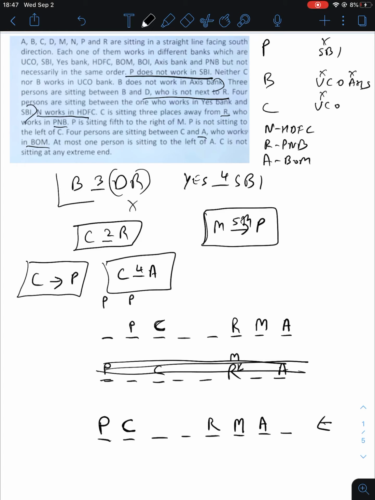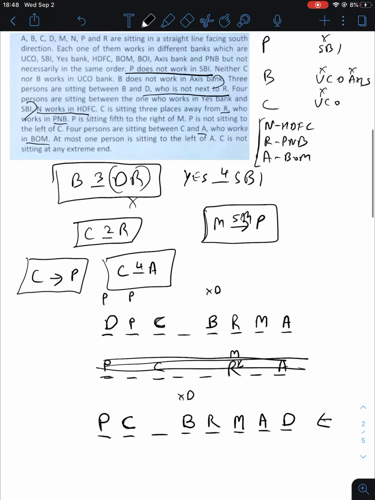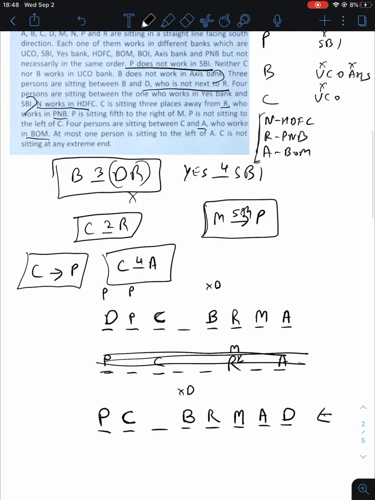Now, if you look at this condition, there are 3 people between B and D, but D is not sitting next to R. Therefore, D cannot sit over here, cannot sit over here. So B will be sitting over here and D will be sitting over here. In scenario 2, B will be sitting over here and D will be sitting over here. Now, since we know the banks for these 3, let us assign them in the diagram. So N will be coming over here because this is the only place remaining.